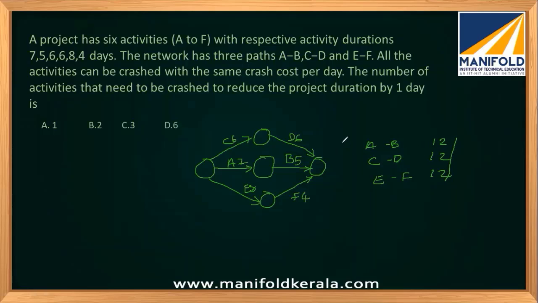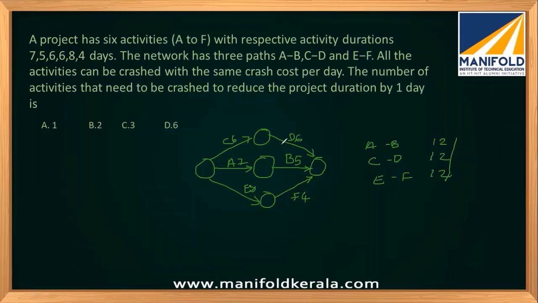So if I want to reduce the project duration, which is now 12, by 1 day, what should I do? I should reduce one activity from each path. Since the cost slope is the same, we have the freedom to reduce any of these activities. So from this path, either A or B has to be reduced.